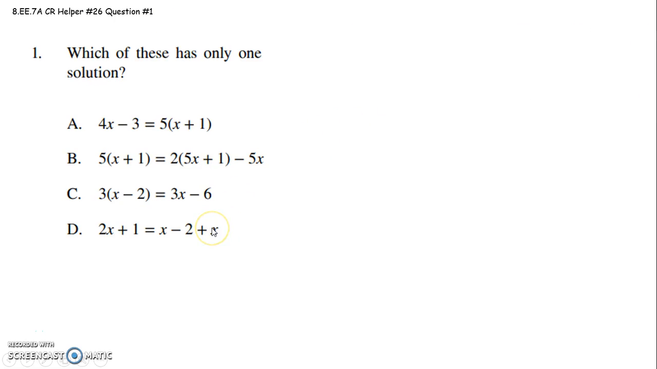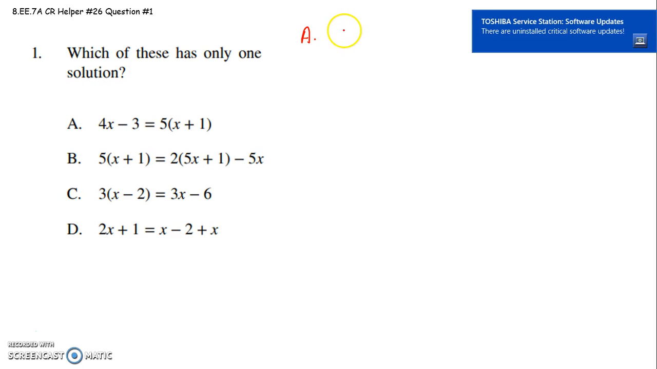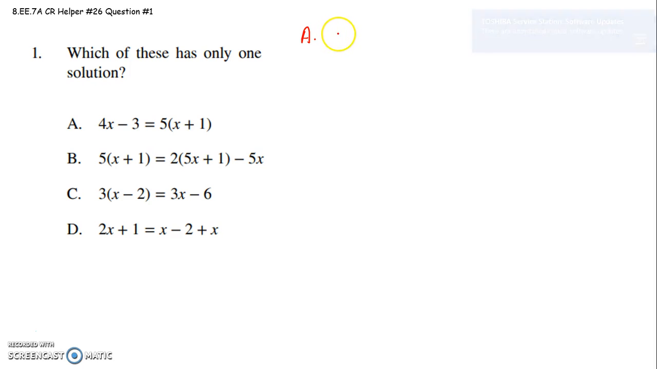Eighth graders, this is to help you with question 1 on CR 26. It says, which of these has only one solution? Some of you may be able to do it by inspection, but I'm going to actually go through and solve the equations, because a good strategy, if you can't immediately see which only has one solution, would be to solve them and see which one you get x by itself on one side and a single number by itself on the other side. So let's solve letter A.